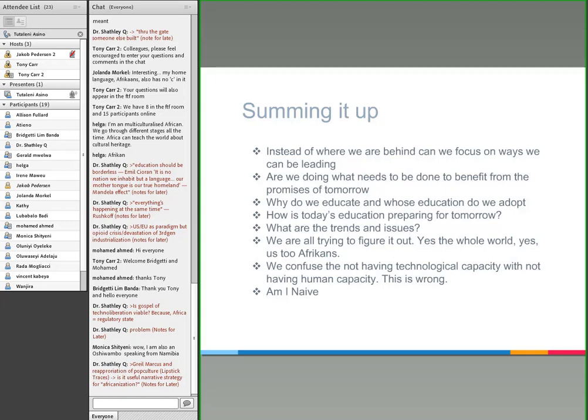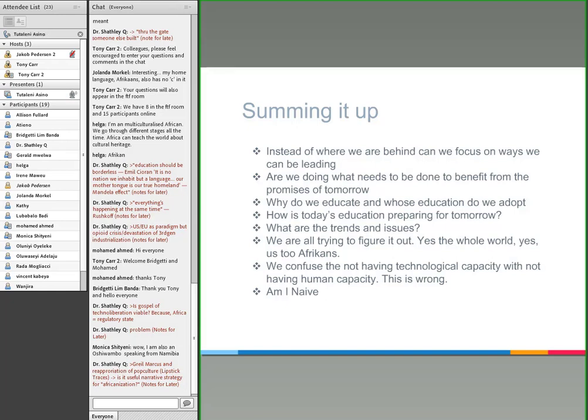And then also asking, are we doing what needs to be done to benefit from the promises of tomorrow? One of the things that I usually focus on at that point is this concept of being learner-centered. The concept of learner-centered often involves a questioning and a disruption of the teacher as the gatekeeper of information. How does that manifest itself when you are brought up in a culture like mine where the elders are key to everything? So now, how do we do that?